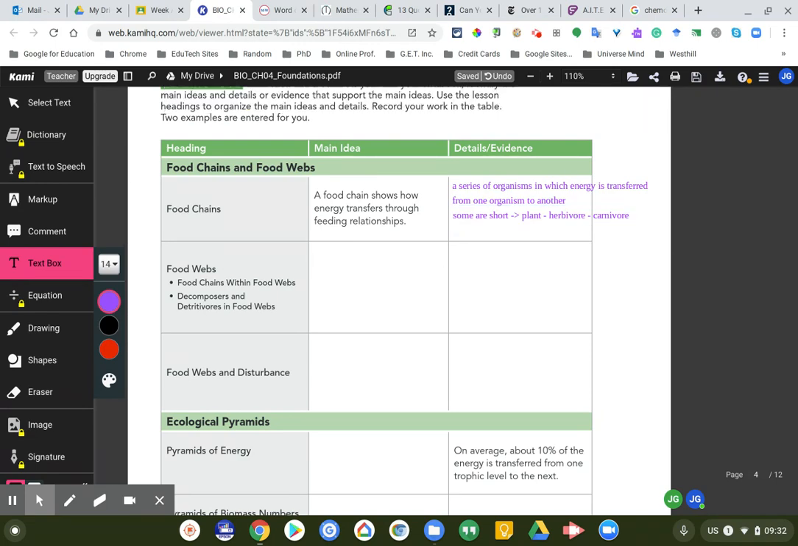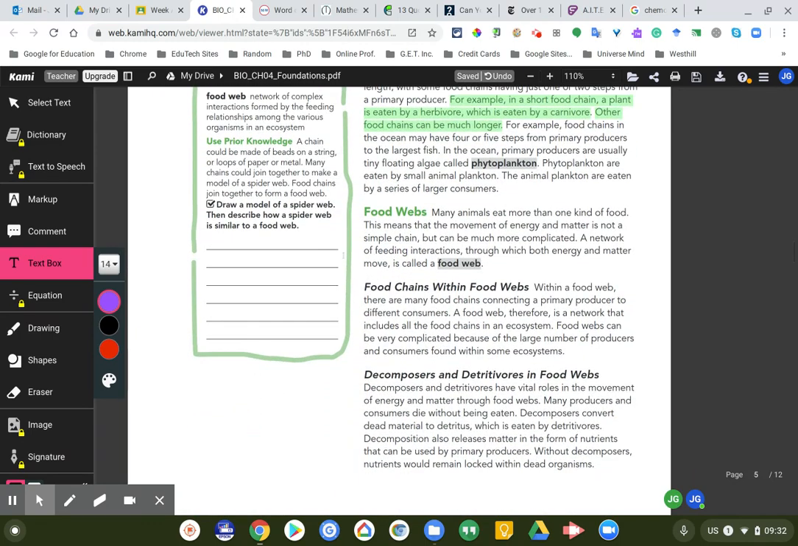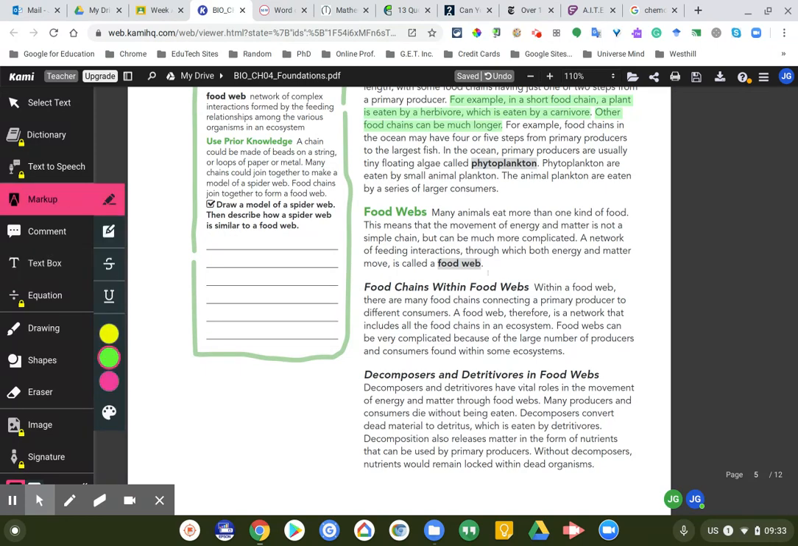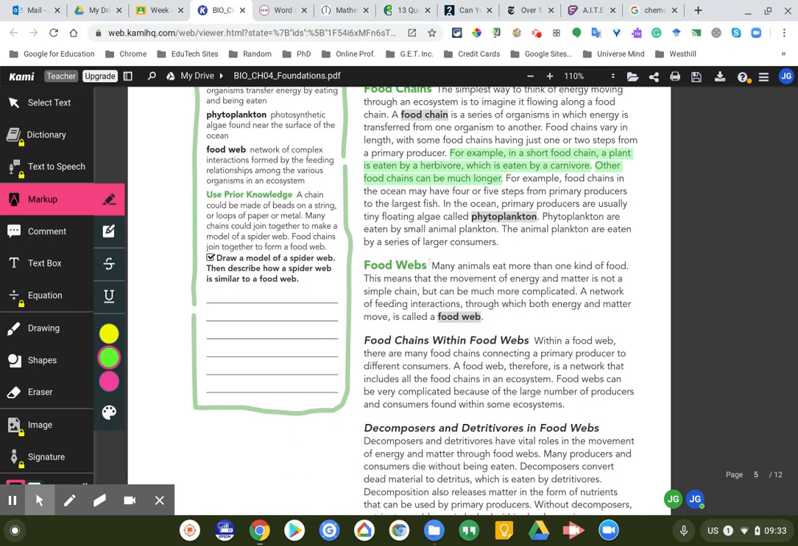Let's go read about some food webs now. Food webs. Many animals eat more than one kind of food. That was the problem that I had up above, okay? Because it's not realistic that food chains are going to be so easy. It's not going to just go straight from phytoplankton to a fish to my mouth, right? There's going to be other things that happen. So a lot of animals eat more than one kind of food, for example, humans, right?